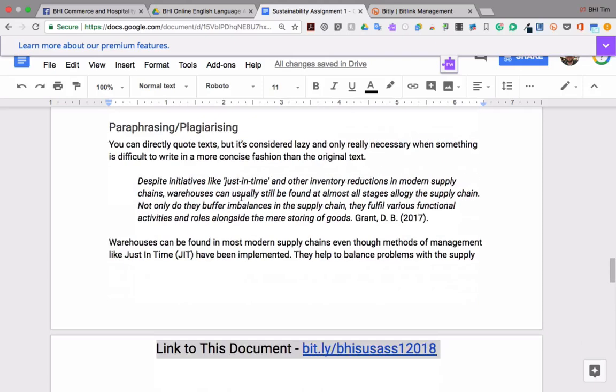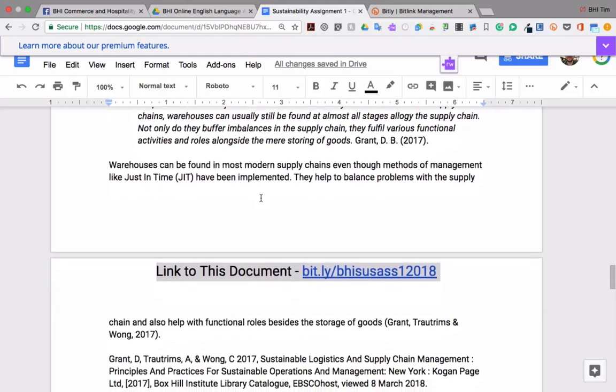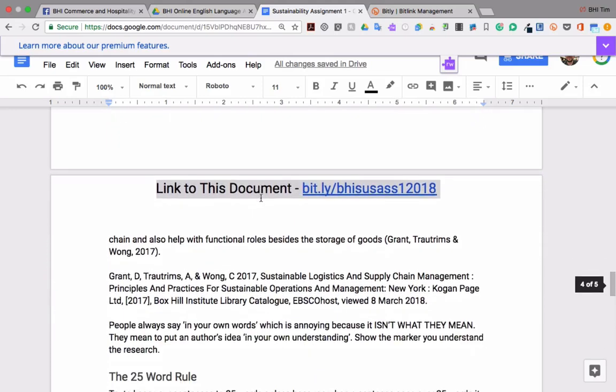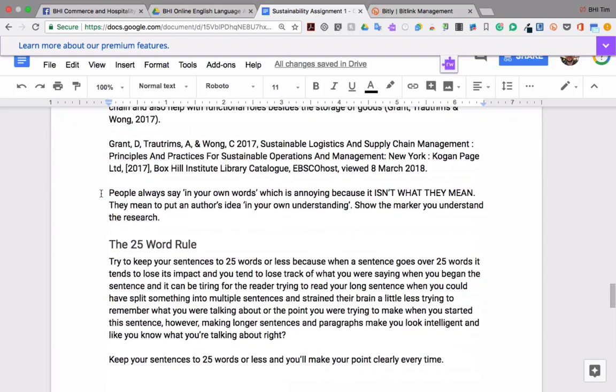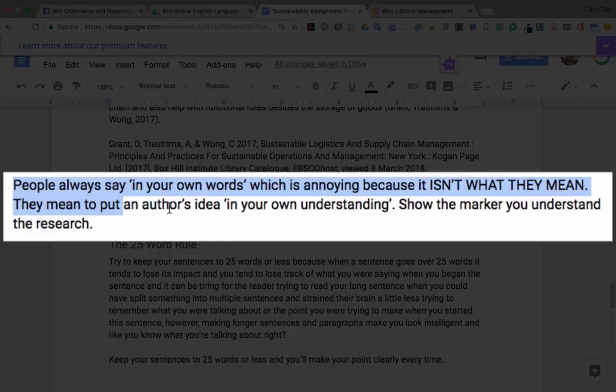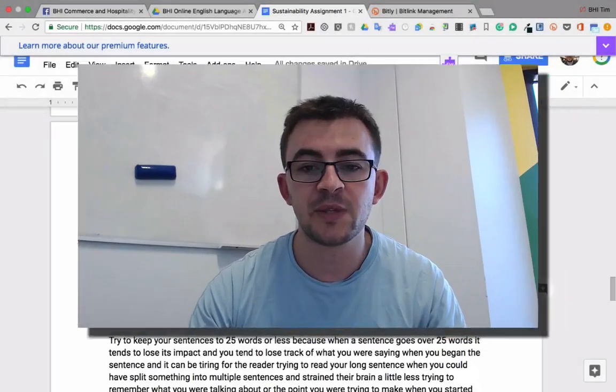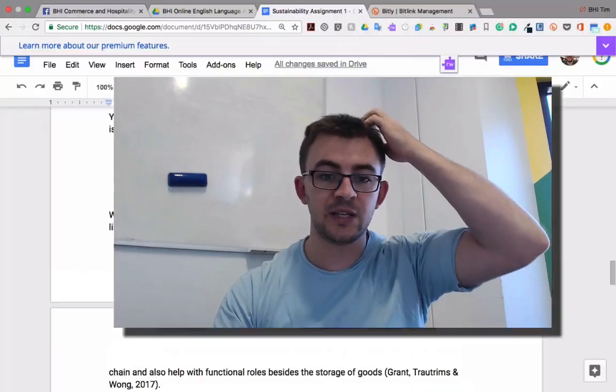In terms of paraphrasing and plagiarizing, people tend to misunderstand what paraphrasing means, and I just got this statement here. People always say write in your own words, and it's not what they mean. What they mean is actually show me your understanding of the research. So sometimes that understanding of the research will be shorter than what the research actually is, or it will be longer. So I'll give an example here.